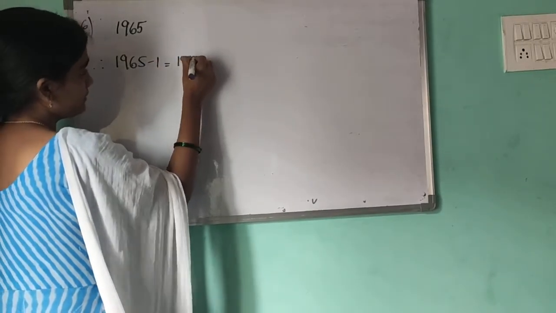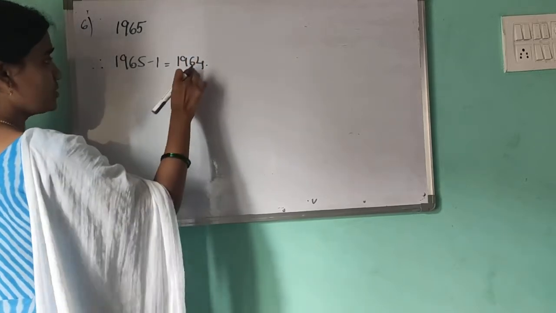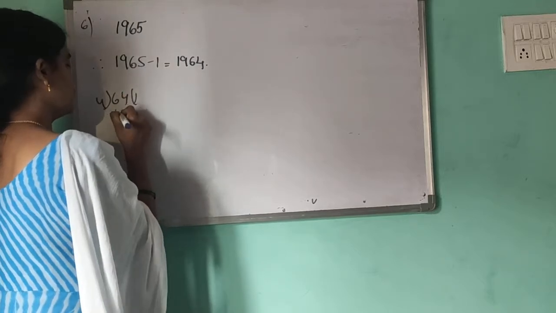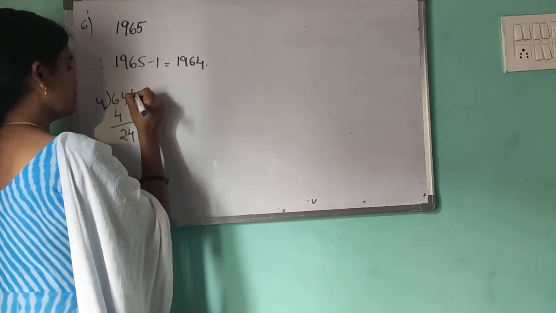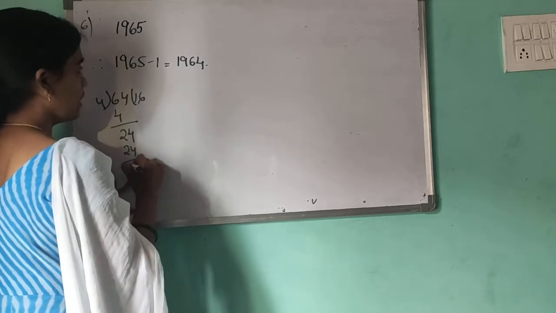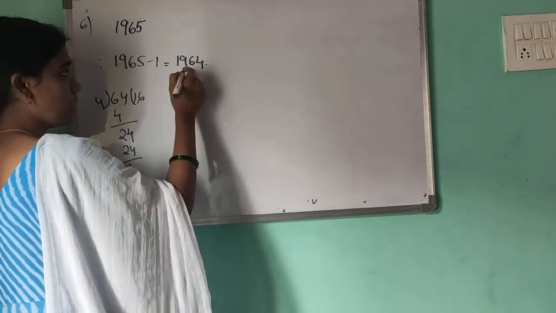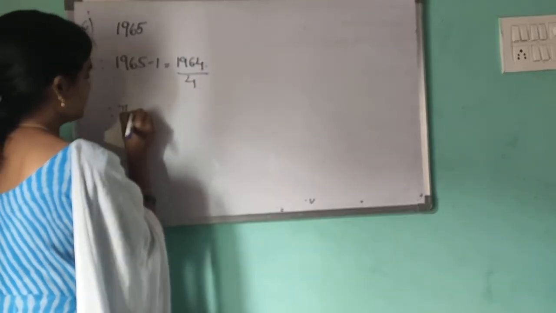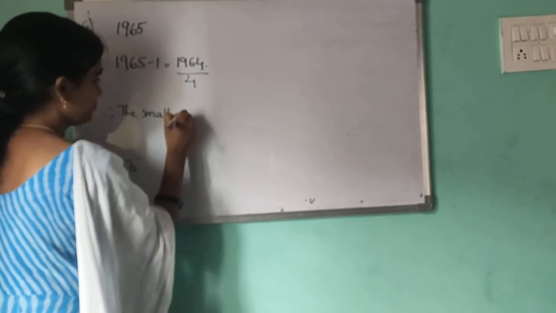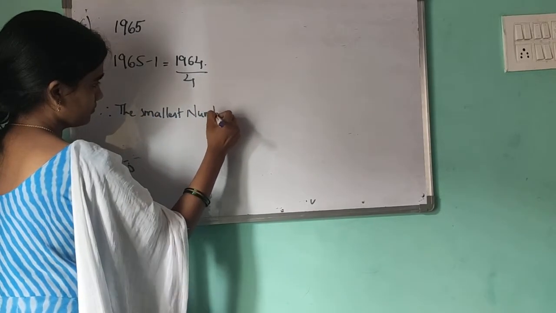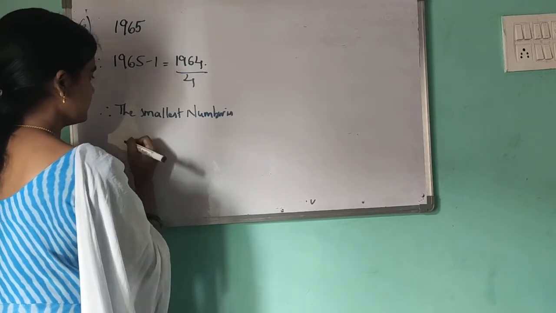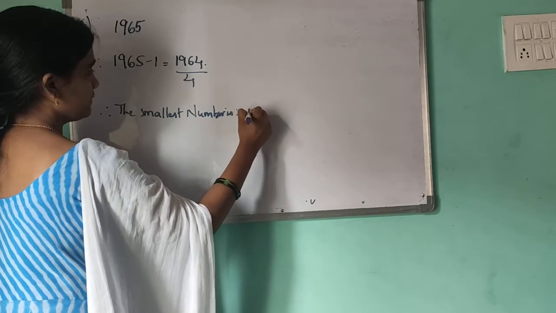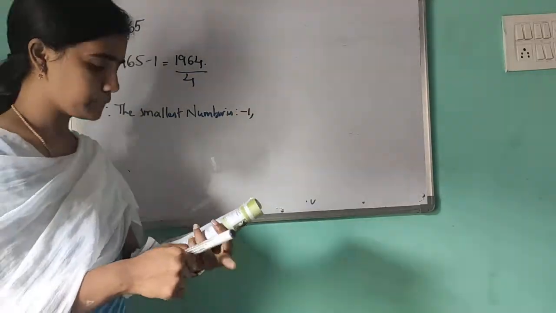So 1964. Check with the last two digits. Here I want to check 4. 1 4s are 4. 6 4s are 24. So last two digits are divisible by 4. Then the whole number is also divisible by 4. So the smallest number is minus 1. That's the sixth sum.